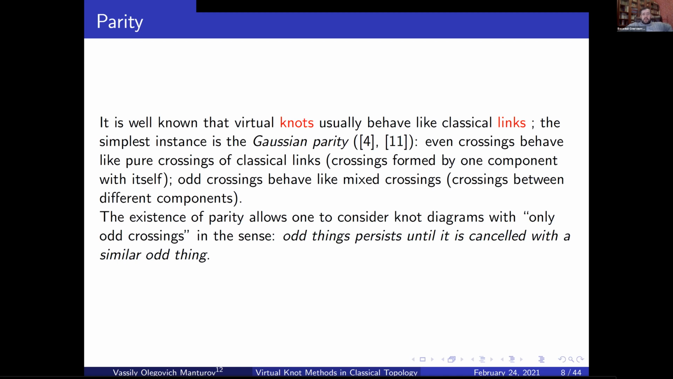So for virtual knots, we can apply parity constructions to get links, and actually more parities, more reference points, more homologies, and so on. One more thing we can pay attention to is that odd things persist until they are cancelled with similar odd things. What do I mean by that?